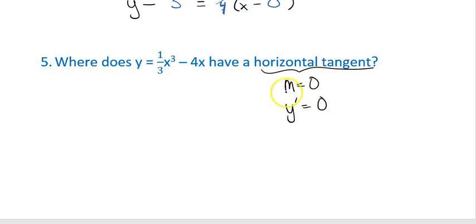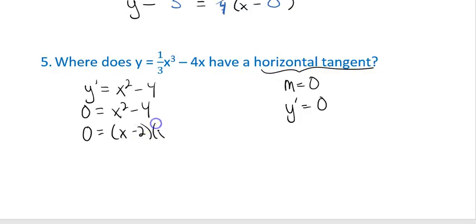Okay, if the slope is 0, then our derivative is 0 because the derivative is the slope of the tangent line. So basically I'm going to find my derivative and set it equal to 0. So my derivative in this case will be x squared minus 4. I'm going to set that equal to 0. This I can factor. It's a difference of perfect squares. So x minus 2 and x plus 2. And if I solve that, I get x equals positive 2 and x equals negative 2.